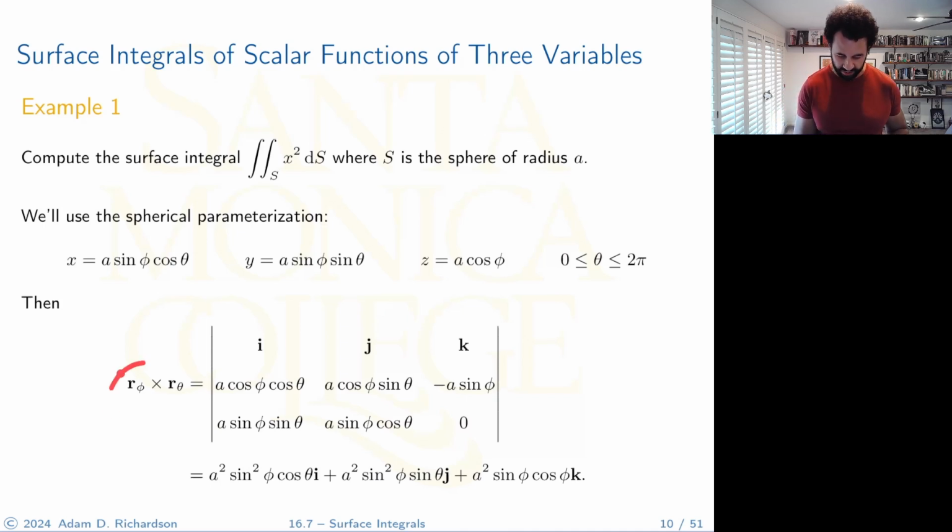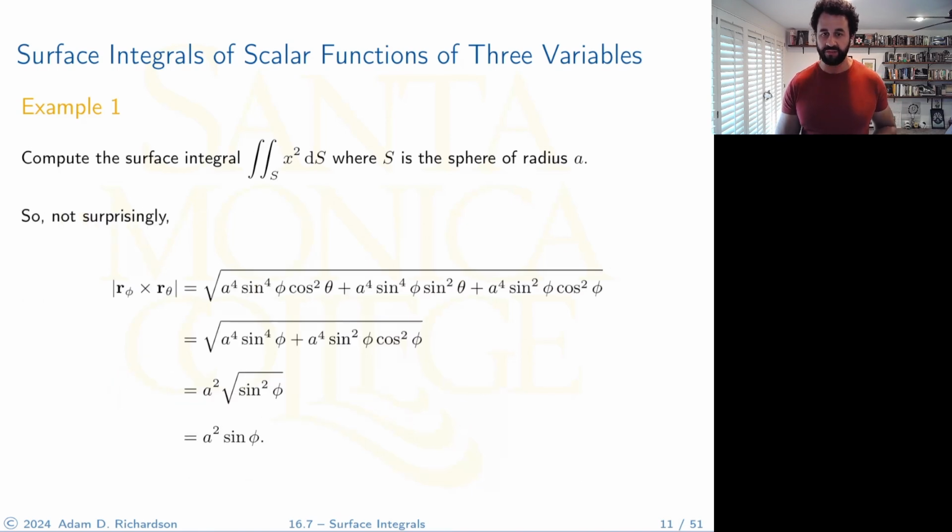Okay, so we just computed the cross product of those partial derivatives. Now we need to find the magnitude. So compute the magnitude of this cross product, and not surprisingly, this is the result we're going to get. Remember, this is the same thing we got when we used the change of variables formula, right? Remember, it was rho squared sine phi. That's what came out when you did the change of variables. So the same thing is kind of happening here.